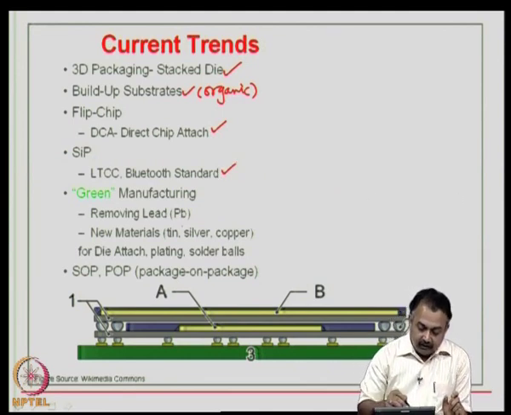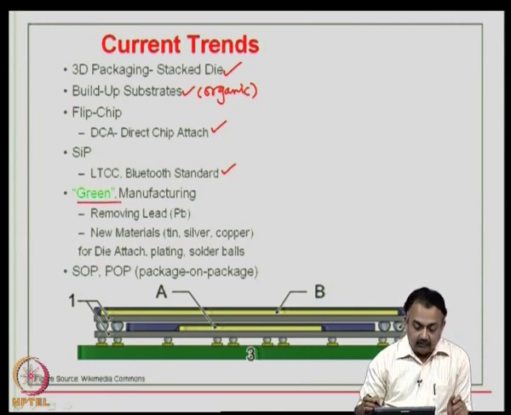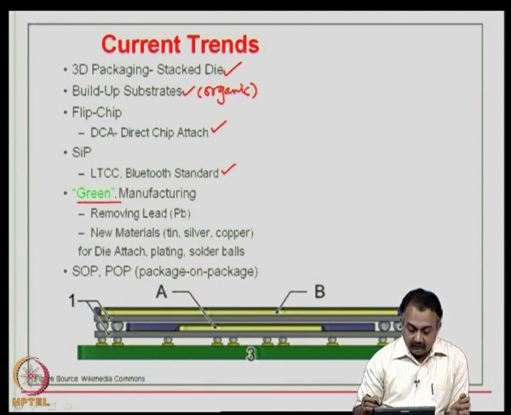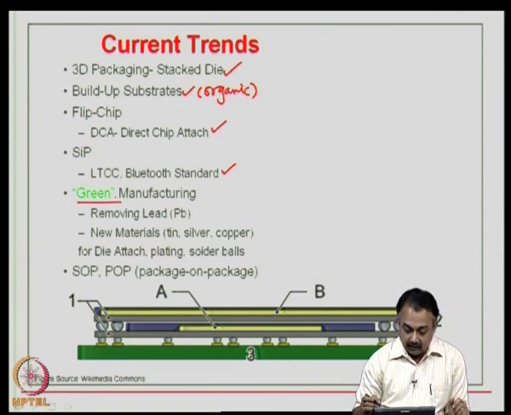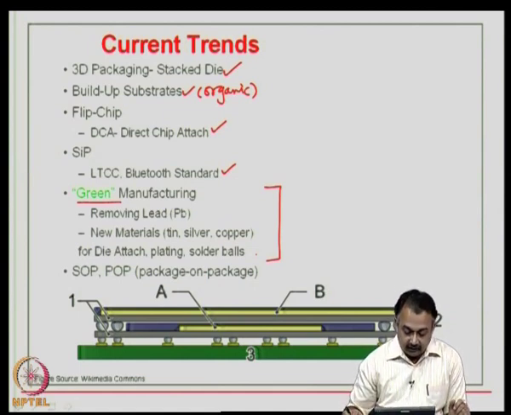Then we are moving into green manufacturing, that means lead has to be removed. We have to look at alternatives for lead, new materials for conductors and new materials for die attach, plating, solder balls and so on. So, there is always a greater demand for using new materials in each of these areas that we have seen, and new packages today will come with new materials.